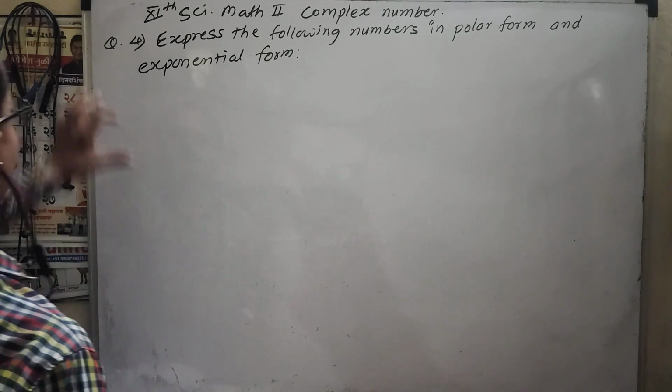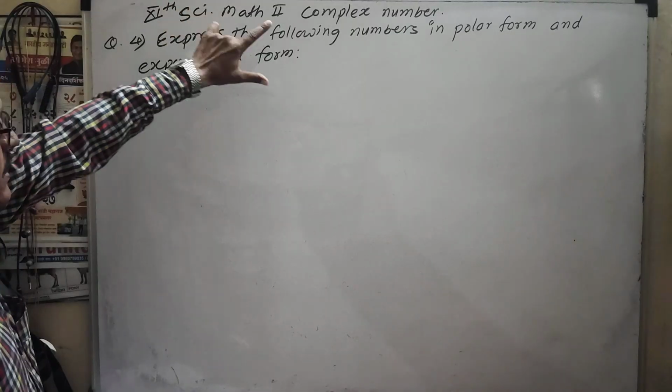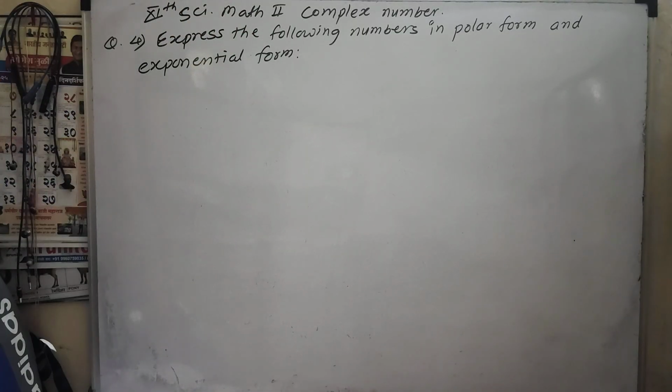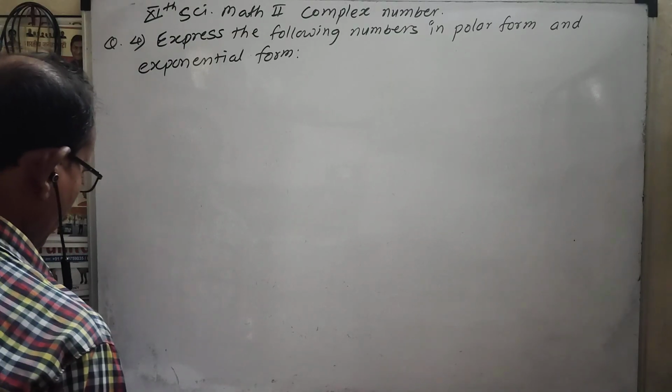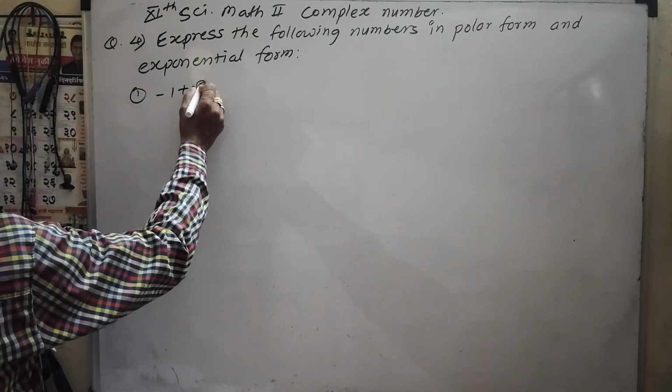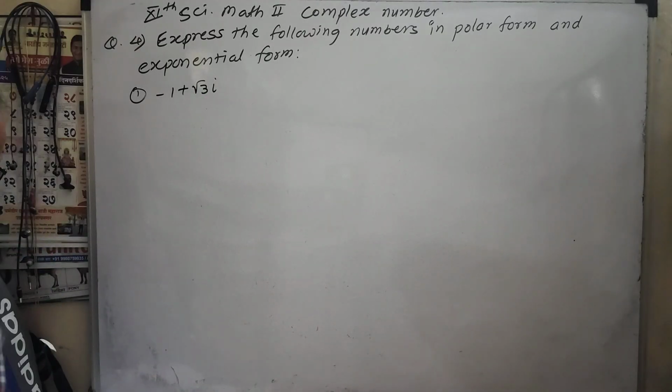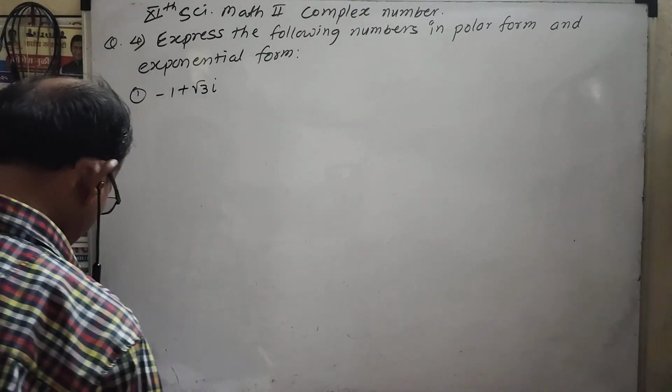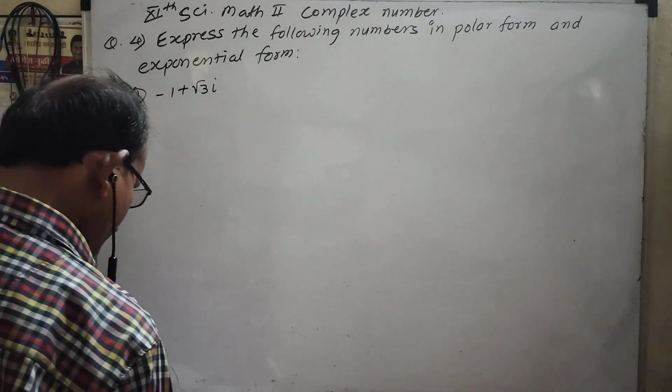11th Science Maths 2, complex numbers. Question number 4: Express the following numbers in polar form and exponential form. Now here is example first: minus 1 plus root 3i. First, this example can be solved as follows.